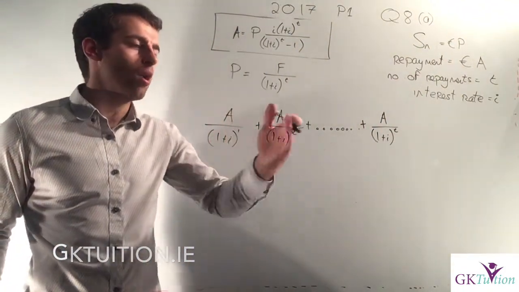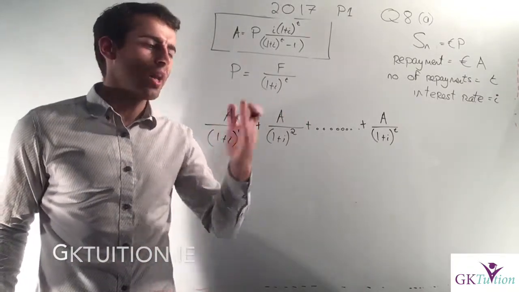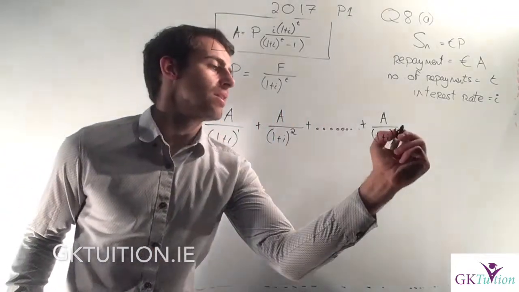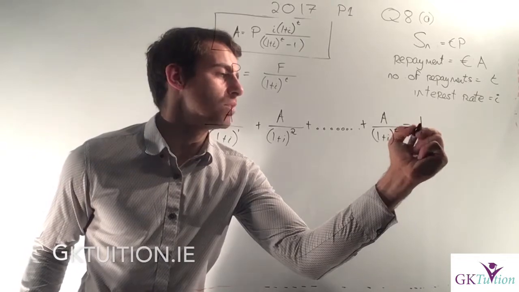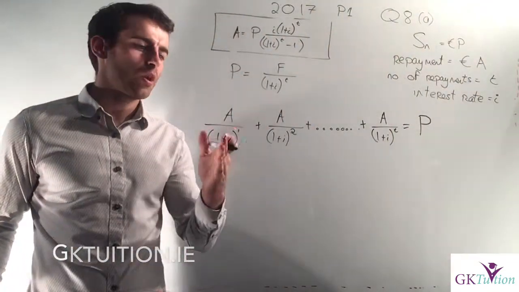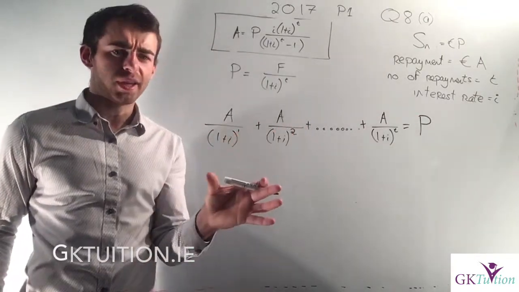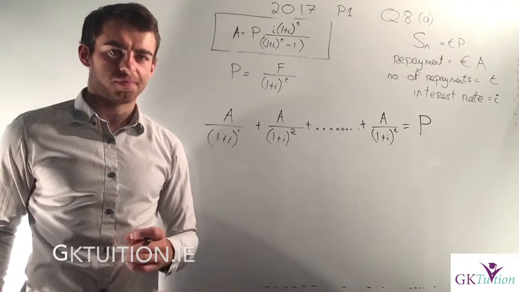So I know all of this represents all of the repayments of the loan. And when I add up all of my repayments, they have to add up to the value of the original loan, which I know was €P. So all of these repayments will add up to P. So at this point now, I've written out my geometric series.